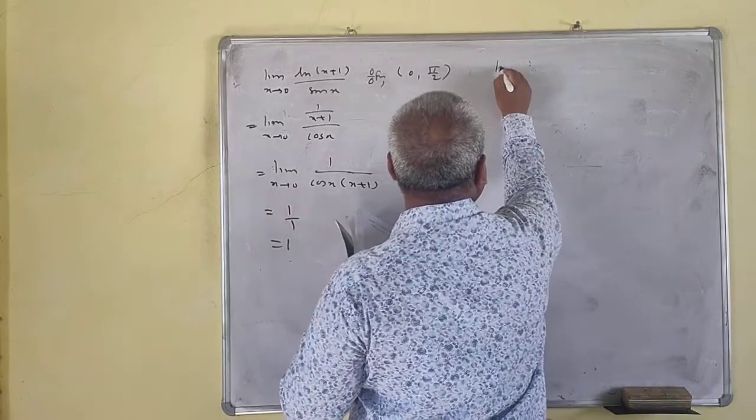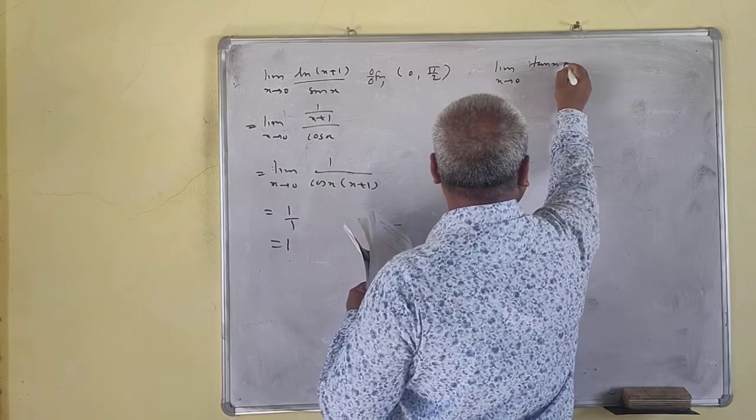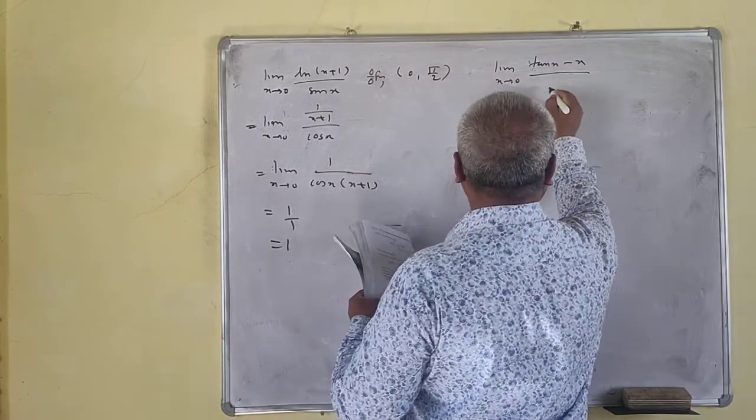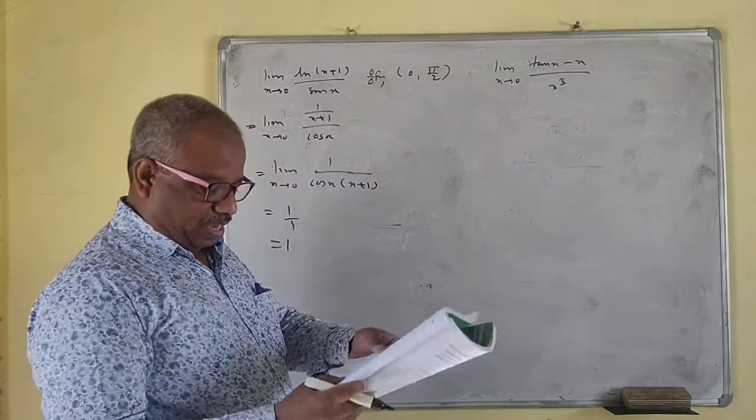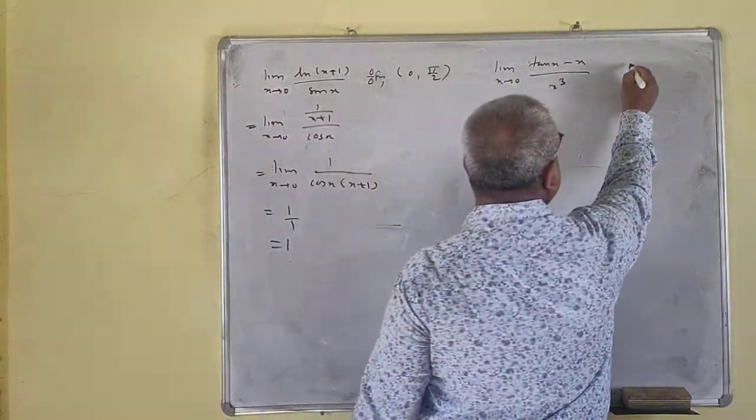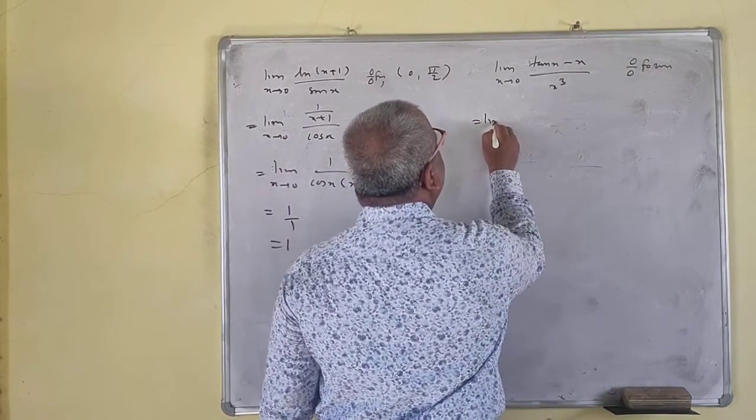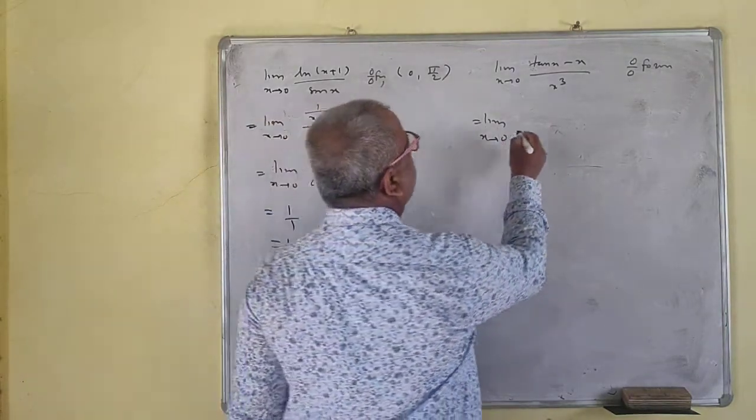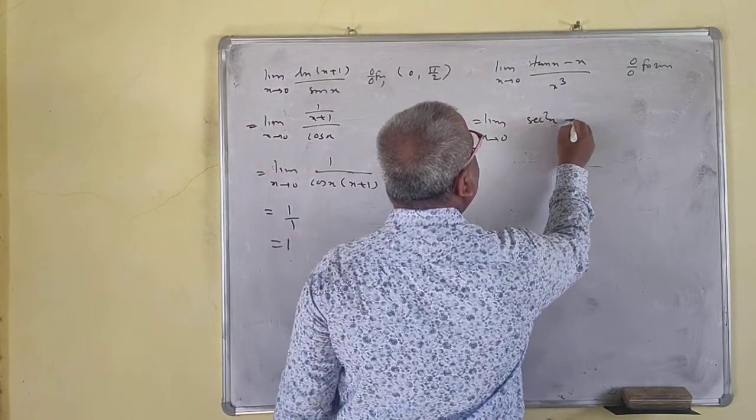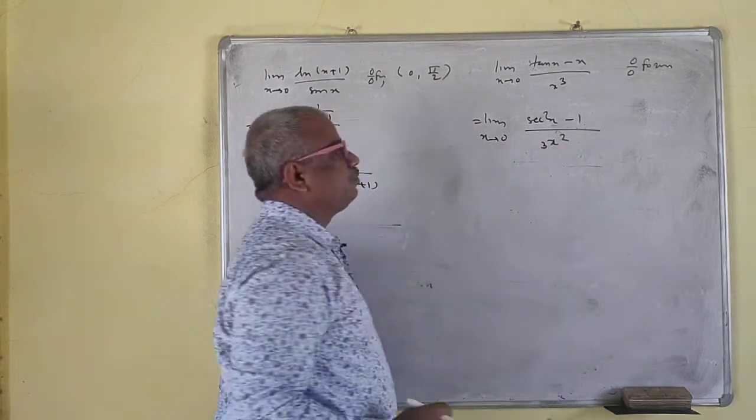Limit x tends to 0, tan x minus x upon x cube. Okay. So you know that tan 0 is 0. So we write this as 0 by 0 form. So this is limit x tends to 0. The derivative of tan x is sec square x, so sec square x minus 1 upon 3x square.